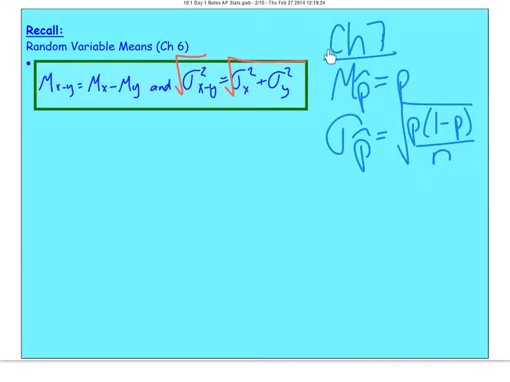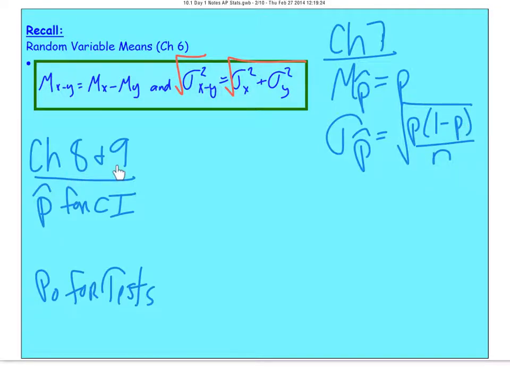Then we moved on to Chapter 7, which is the sampling distributions. Recall that the mu of p hat, or the mean of a sampling distribution, which is many, many samples of p hat, is p, or the population parameter. The standard deviation of p hat is the square root of p times 1 minus p over n.